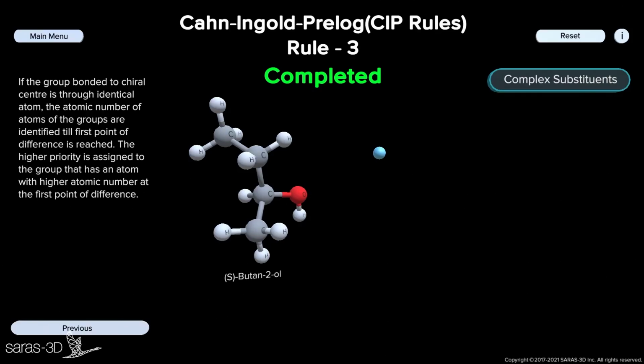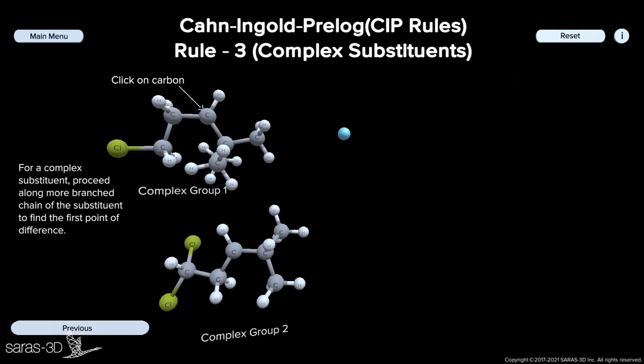So in this way, if the groups bonded to the chiral center are through identical atoms, then we search for the next possibilities till we reach the first point of difference. At the first point of difference, the group will be assigned the higher priority if its atom has a higher atomic number. Now what happens if there are complex alkyl substituents like this?